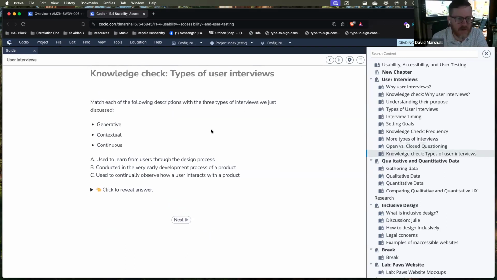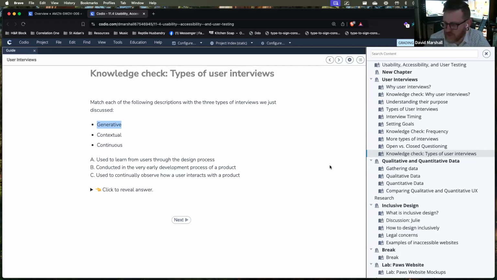All right. And then we have another knowledge check here to understand the different kinds of user interviews. So let's talk about this. Let's go one by one. So a generative interview, is that going to be A, B, or C? Is it going to be used to learn throughout the process in the very beginning or used continually? Okay. So we voted for B, which is correct.